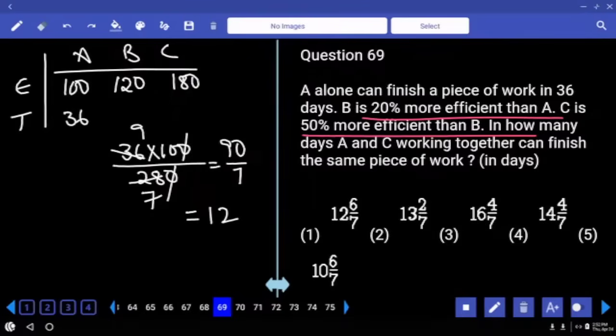చాలు ఇంకా. 12 తో స్టార్ట్ అయింది, ఒకటే ఆన్సర్ ఉంది.